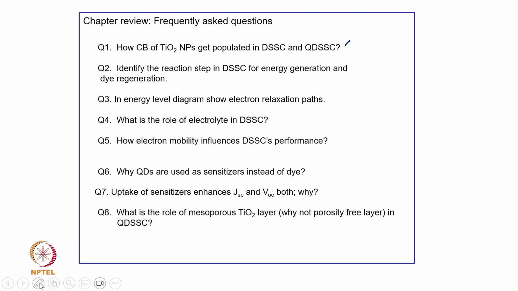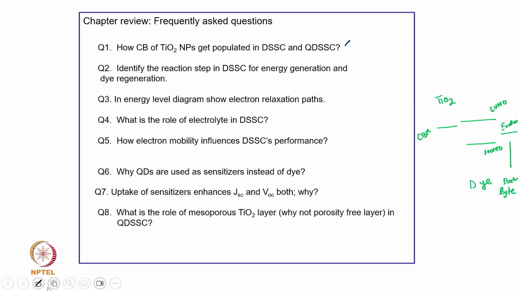Let me first draw the levels. Okay. This is HOMO, this is LUMO of dye, this is conduction band minima of TiO2, and this is electrolyte, and this is the E redox level.